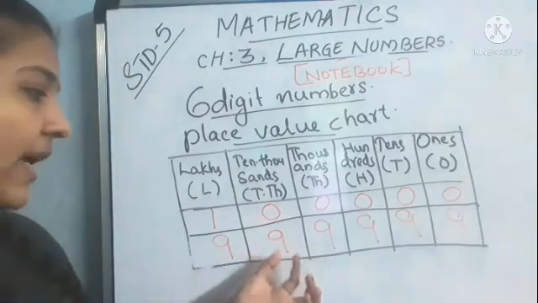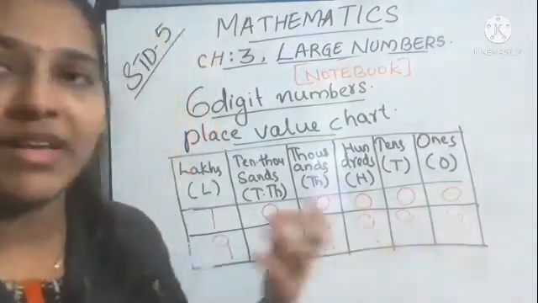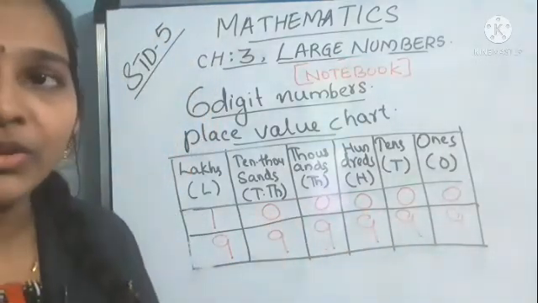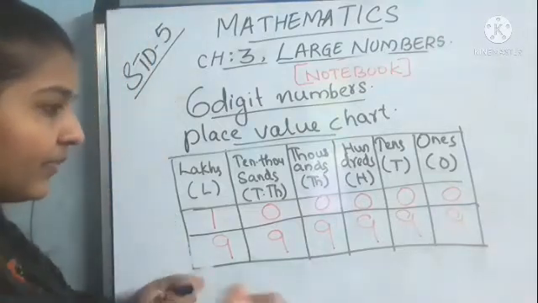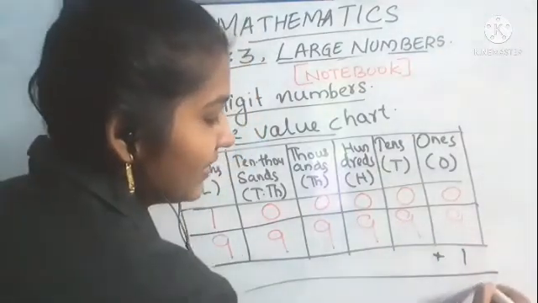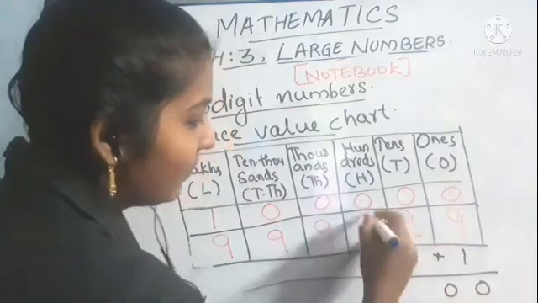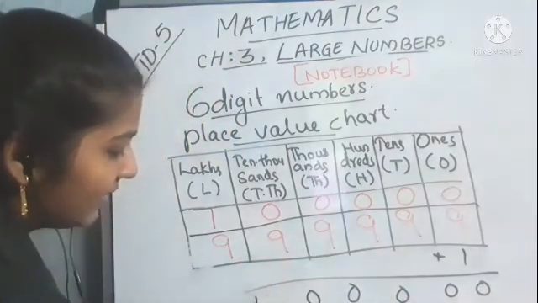So 9,99,999 plus 1 will give you 10 lakh. Let's do that. Plus 1. So let's check. 9 plus 1 is 10, 0, 1, 10, 0, 1, 10, 0, 1, 10.